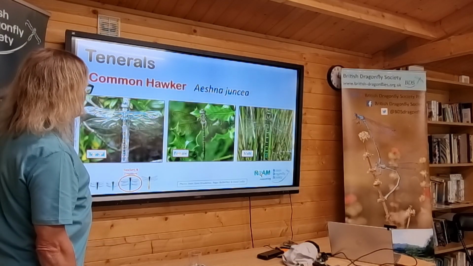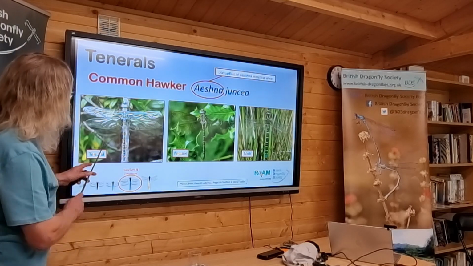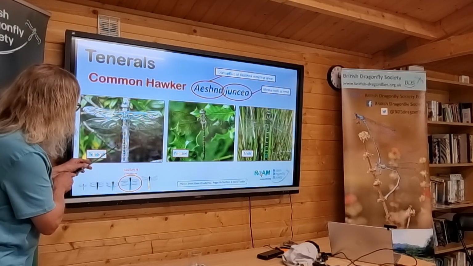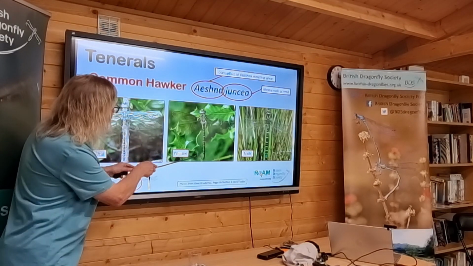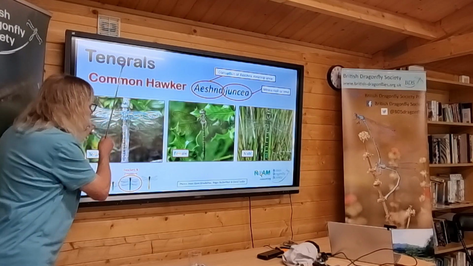So here we go. This is a picture of some of the hawkers for you. There's a teneral common hawker. As you can see, the markings are pretty much identical, whether they're mature females or mature males in the teneral. But you do have to get right in there to see it.